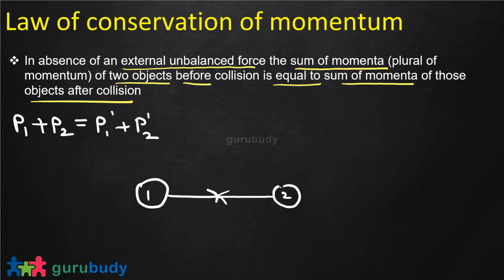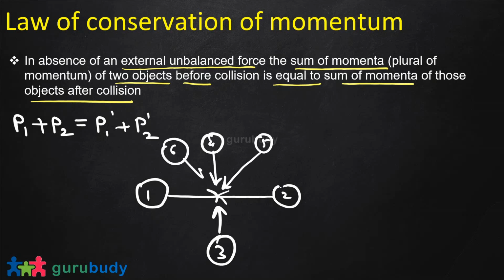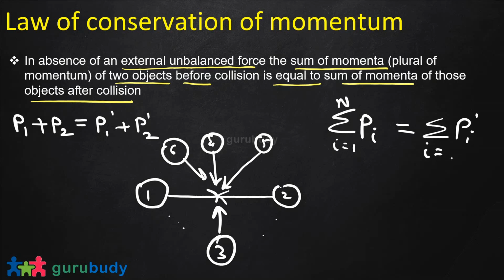Now collision doesn't have to be between just two objects. There could be more than two objects. Let's say object 3 is colliding from here, number 4 here, number 5, number 6, and like so many balls. So I can say the sum of p_i, where i goes from 1 to n, with n being the number of objects, is equal to the sum of p_i', where the prime is after the collision. So the initial sum of momentum is equal to the final sum of momentum. And remember, momentum is a vector quantity, so don't forget to provide your direction.